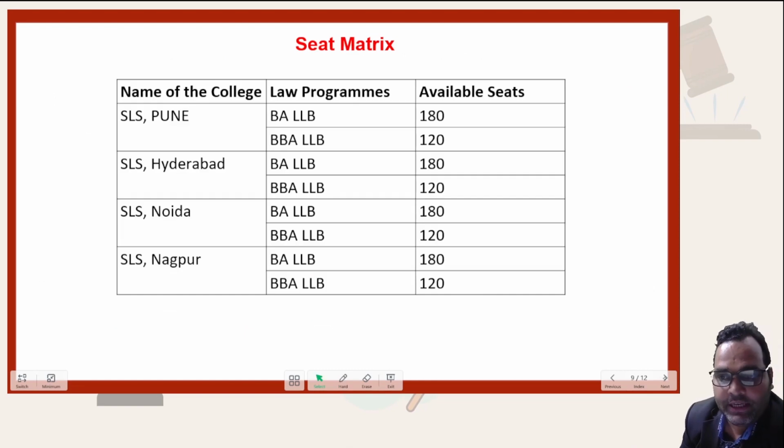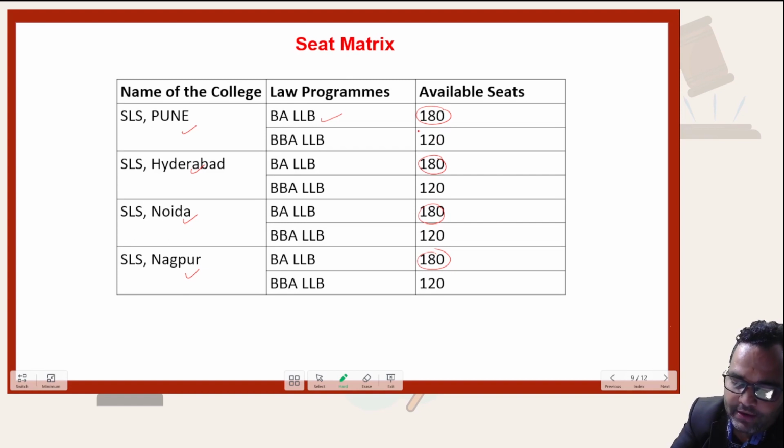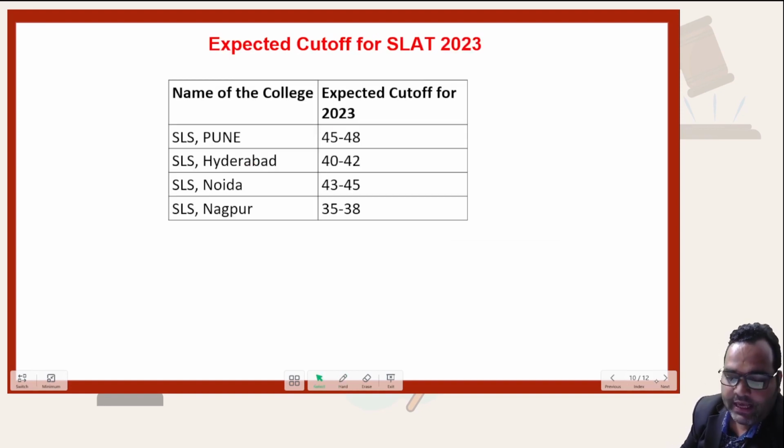The next is the seat matrix. You have 4 centers of SLS, that is Pune, Hyderabad, Noida and Nagpur. In each of these centers you have almost 300 seats. These 300 seats are divided this way: for the BA LLB program, you have 180 seats, and for the BBA LLB program, you have 120 seats in each of the centers.